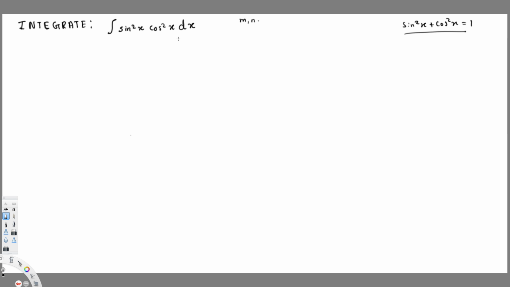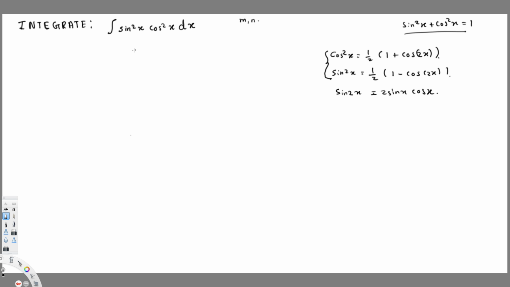Usually in this kind of thing, we apply trigonometric identities. We have three trigonometric identities that are generally used. That is cos square x is equal to half times 1 plus cos 2x, and the second one is sine square x is equal to half times 1 minus cos 2x, and the third one is sine 2x is equal to 2 sine x cos x. These are the generally used trig identities, but in this case we can use these two. So let's use these things.